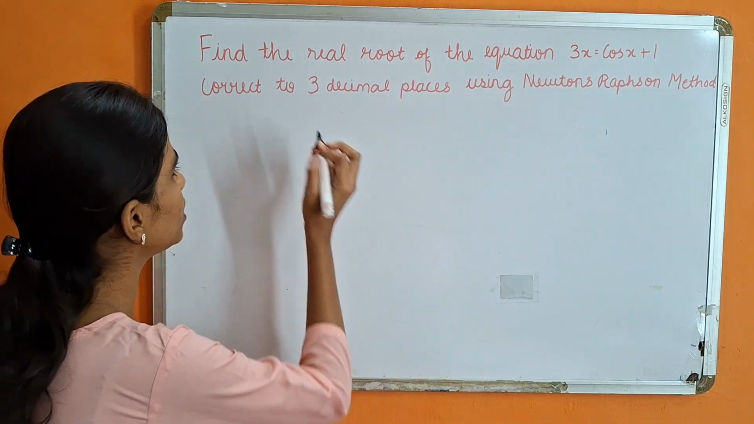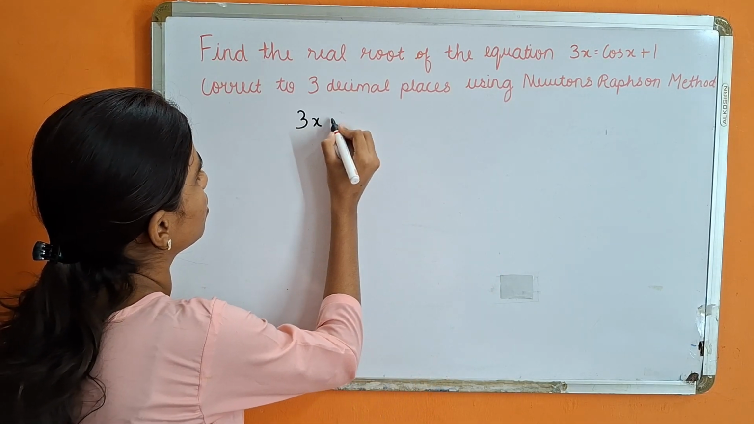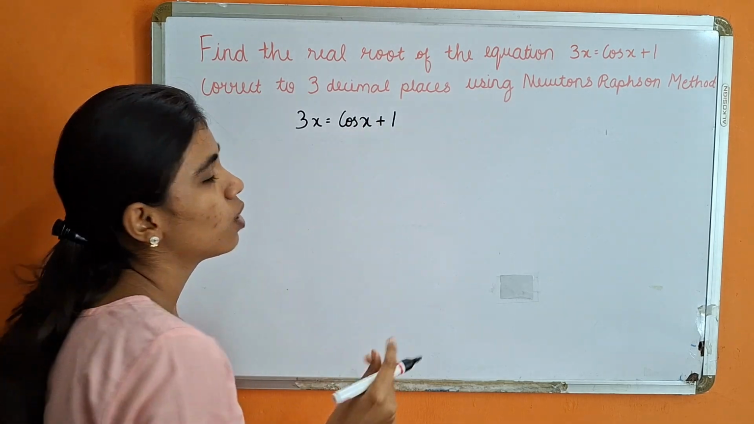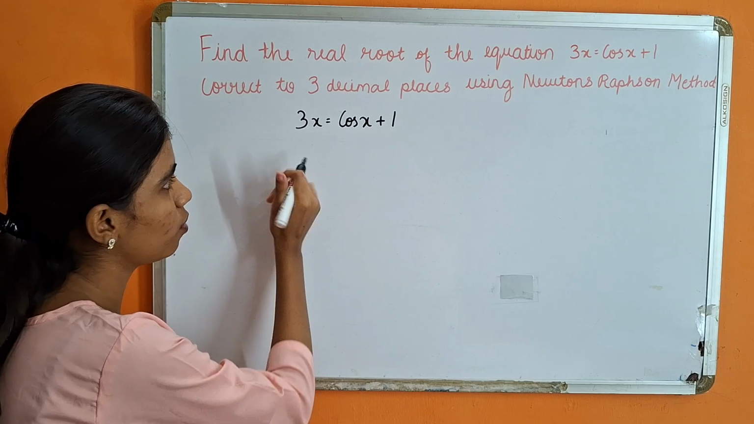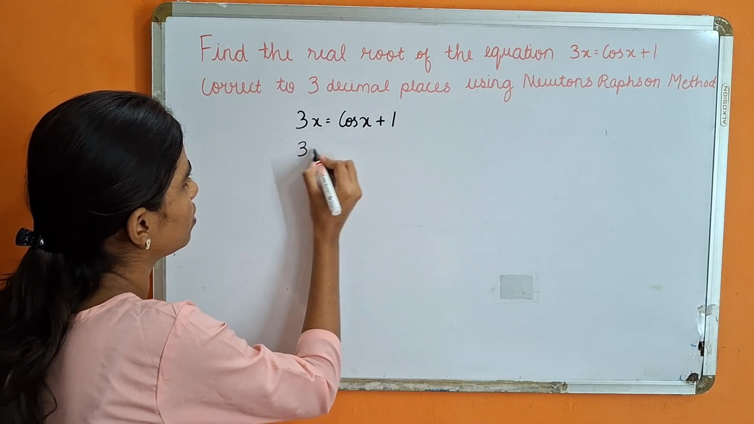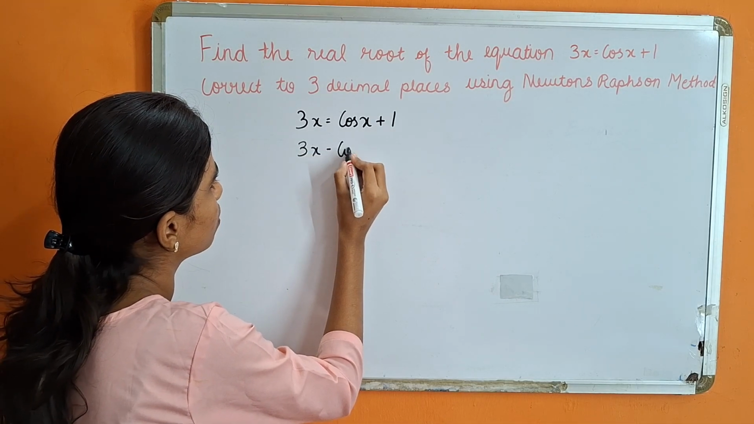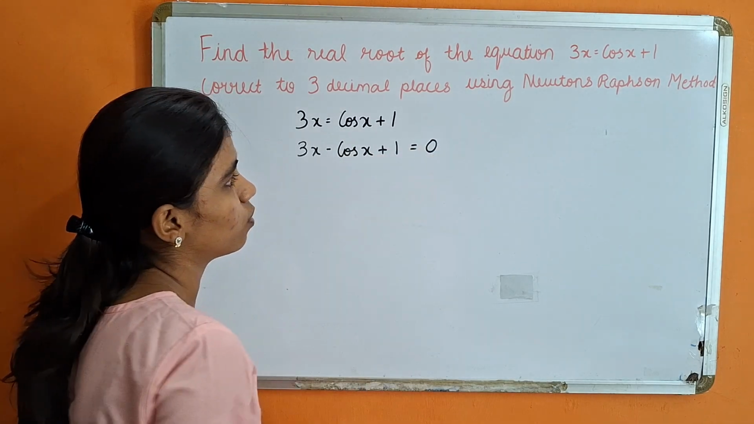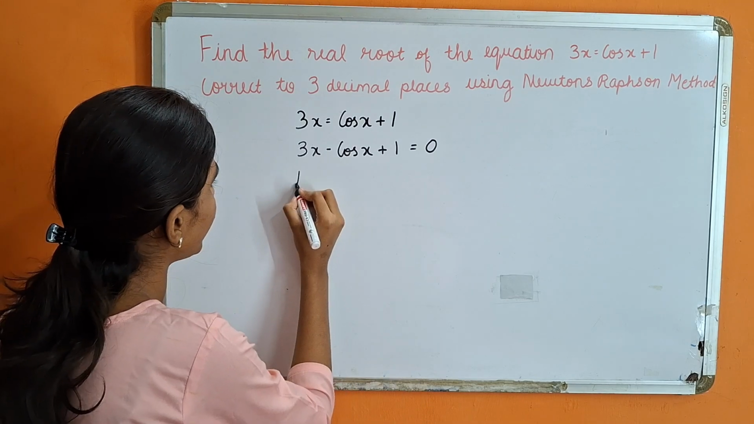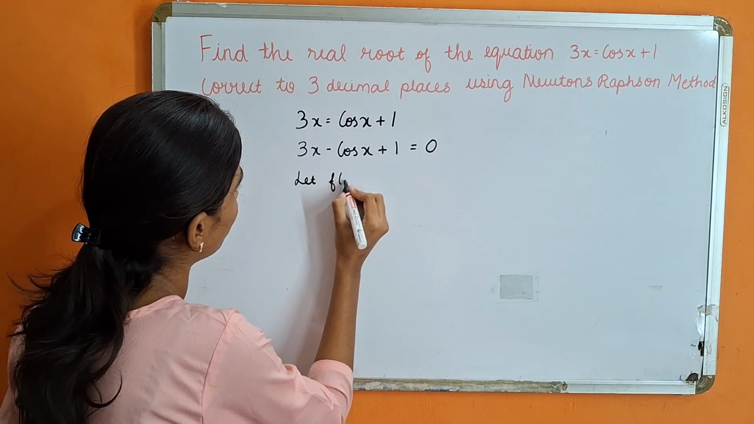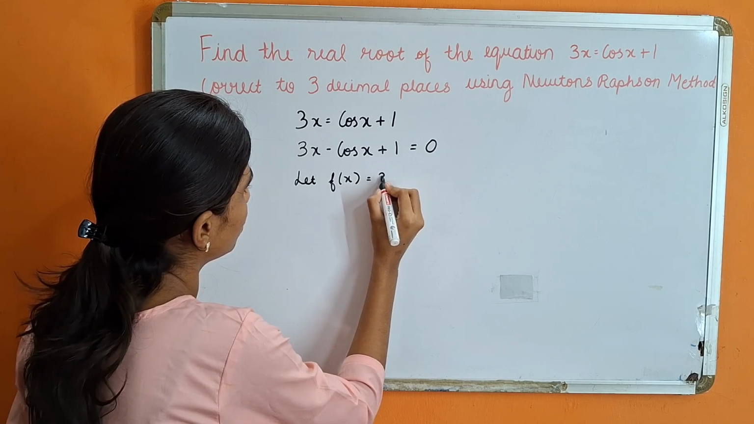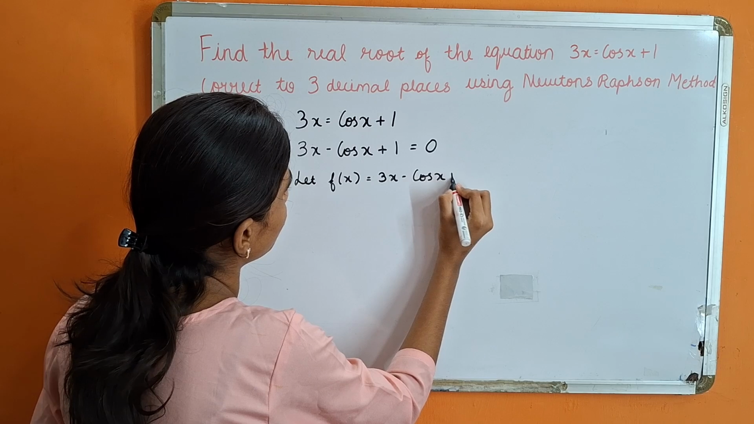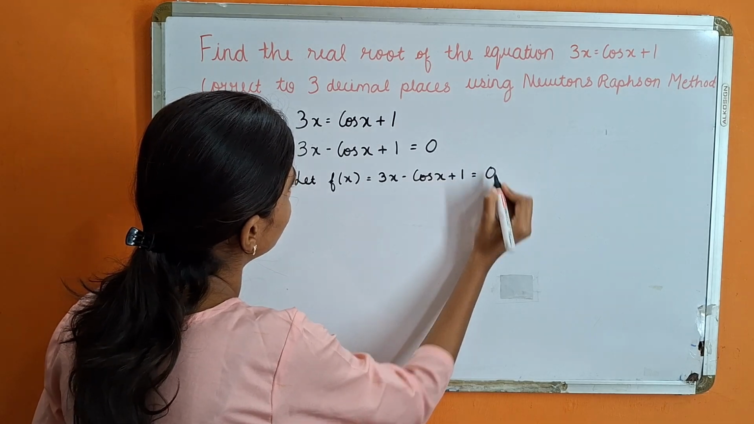So first, what is given? 3x = cos x + 1. What you have to do is take everything to one side. Then it becomes 3x - cos x - 1 = 0. So this is your f(x). Write it as: let f(x) = 3x - cos x - 1 = 0.